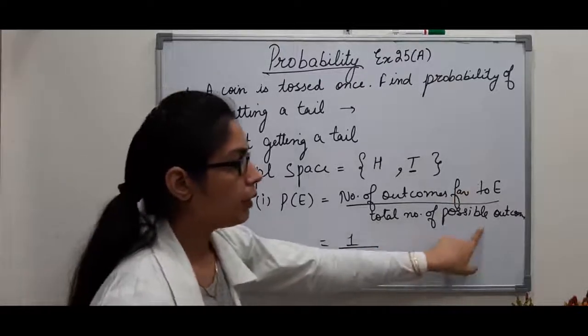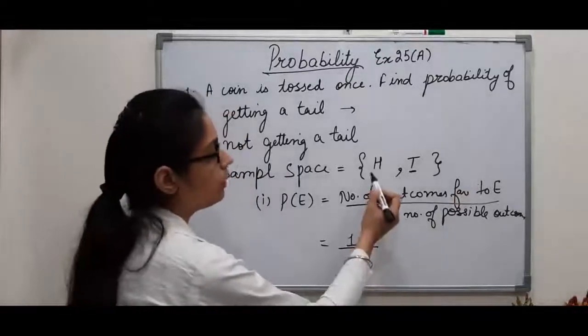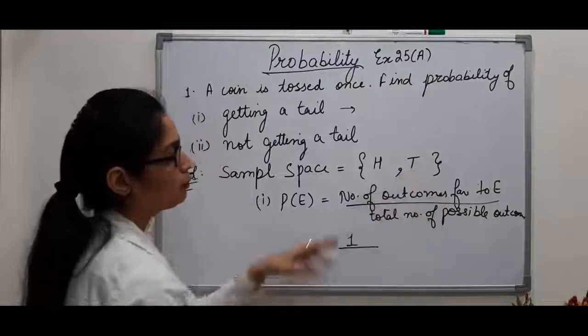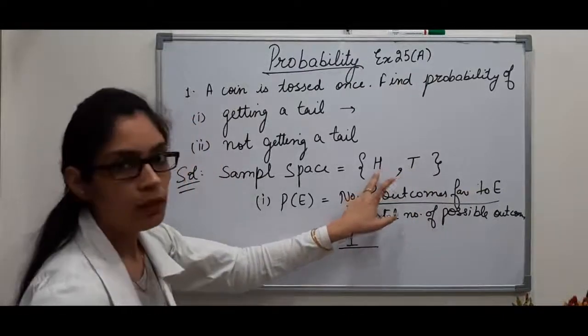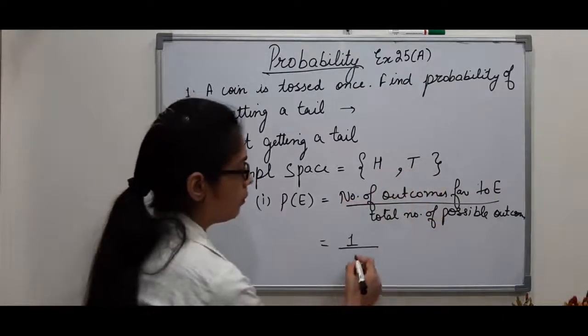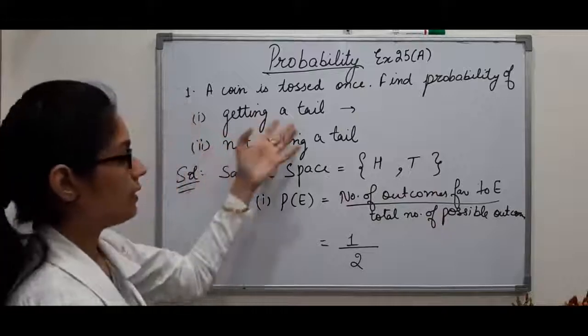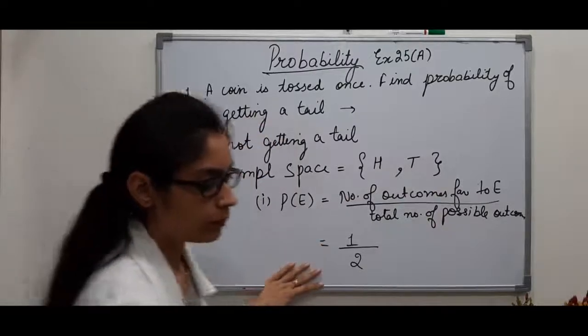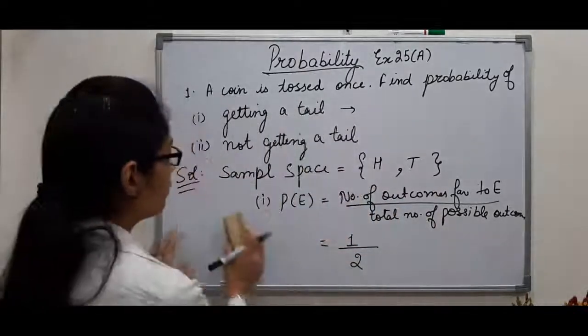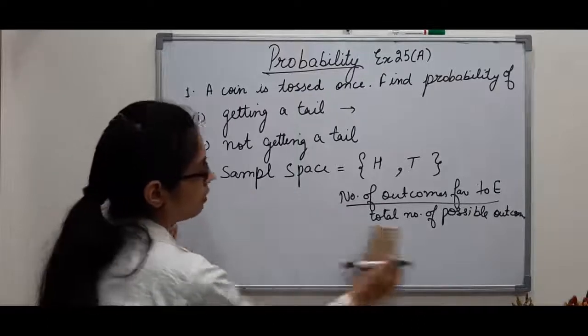And total number of possible outcomes. The total number I have already written in my sample space, which is 2. So the probability of getting a tail is 1 by 2. So this is our first part. Now we'll do the second part.